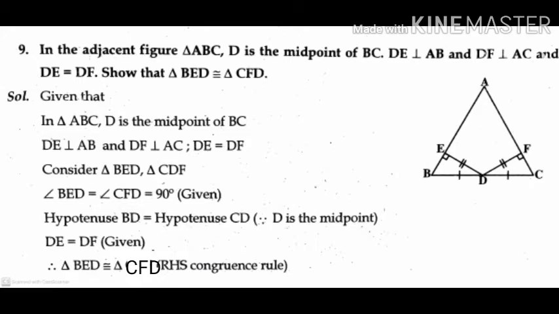Solution. Given that in triangle ABC, D is the midpoint of BC, and also DE is perpendicular to AB and DF is perpendicular to AC. DE is equal to DF.